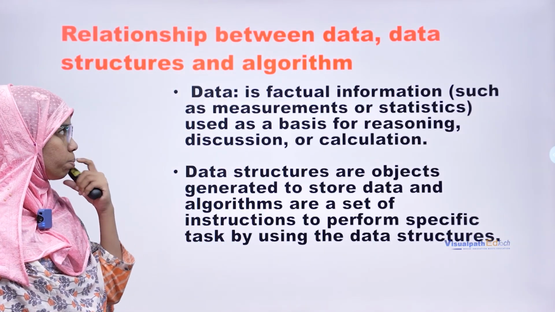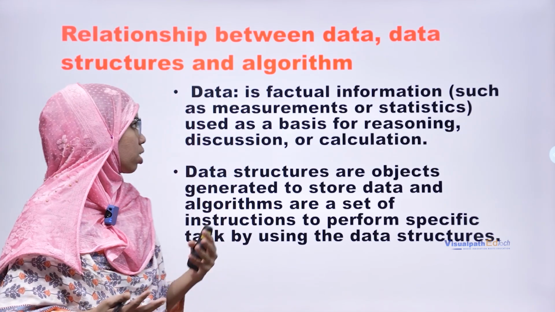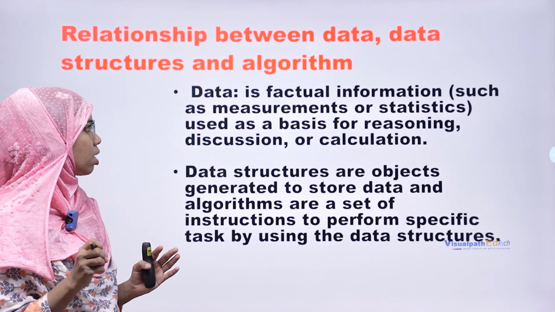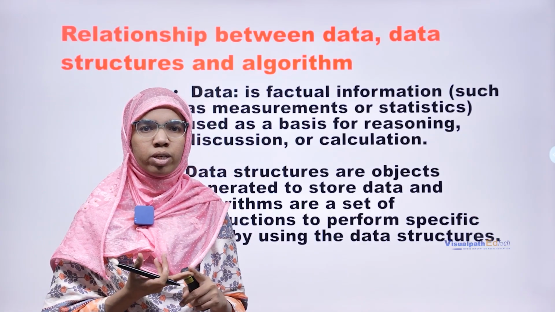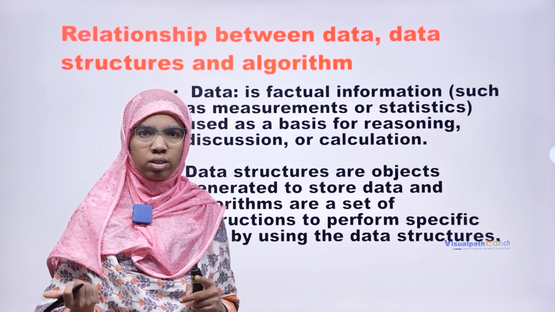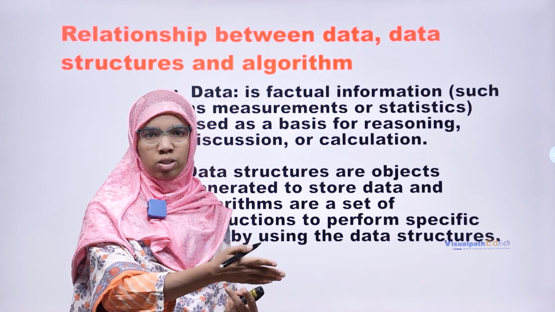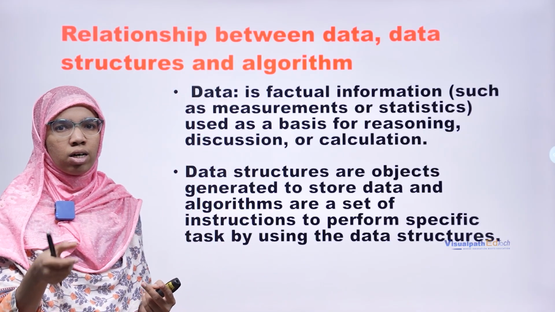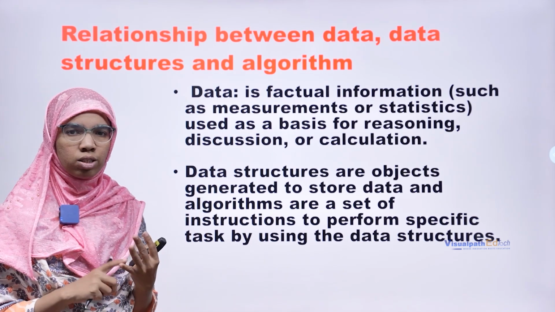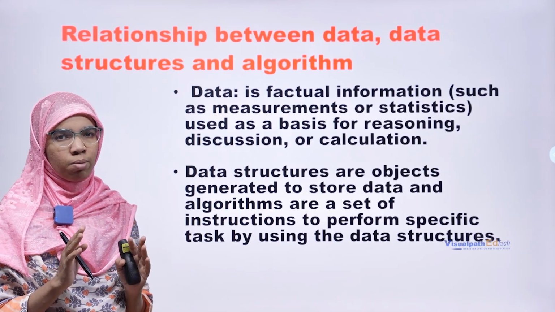Moving on to the relationship between the data structure and the algorithm, how they are related to each other. Let me clarify: data is nothing but factual information, such as that dependent upon measurements and statistical data. For example, weather forecasting, or counting the number of benches in the classroom, the number of books arranged in a row, the number of papers collected. All that is factual data available for discussion, calculation, and reasoning. That is the raw data available in hand.